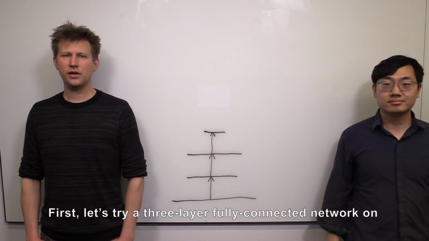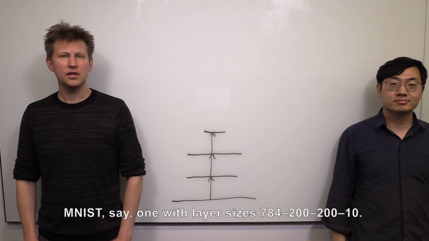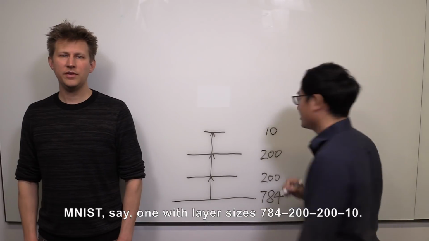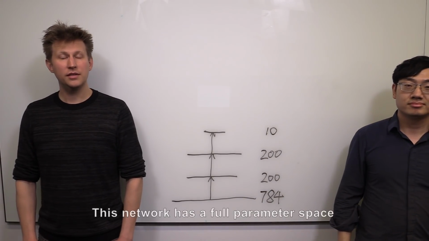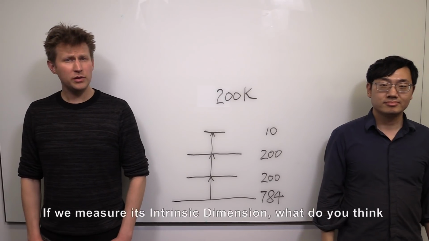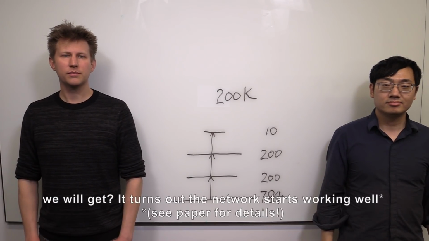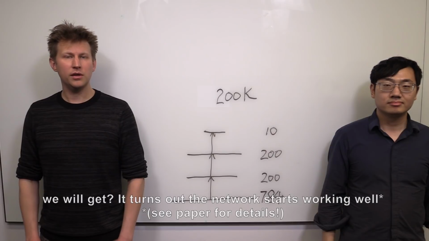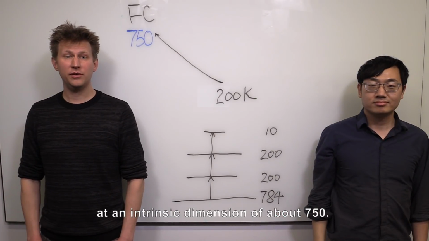First, let's try a 3-layer fully connected network on MNIST, say one with layer sizes 784, 200, 210. This network has a full parameter space of about 200,000 dimensions. So if we measure its intrinsic dimension, what do you think we'll get? It turns out that this network starts working well at an intrinsic dimension of about 750.